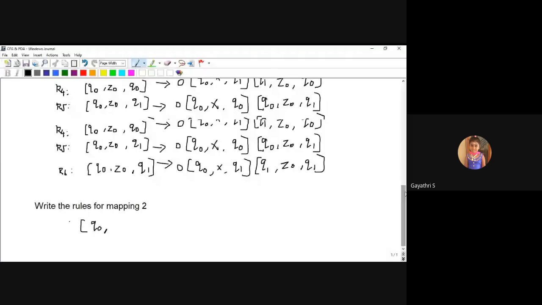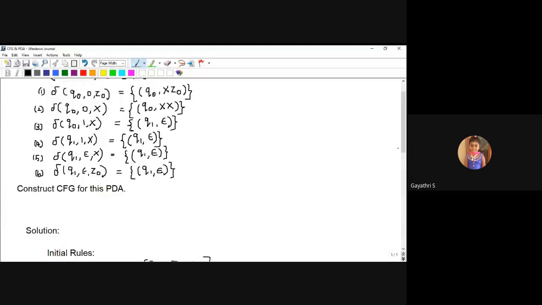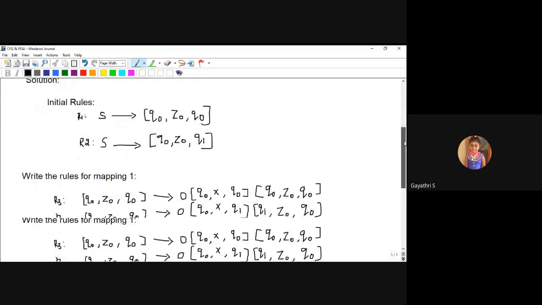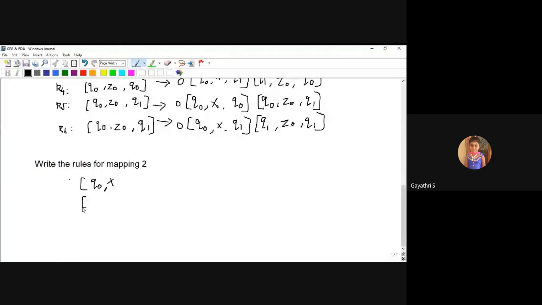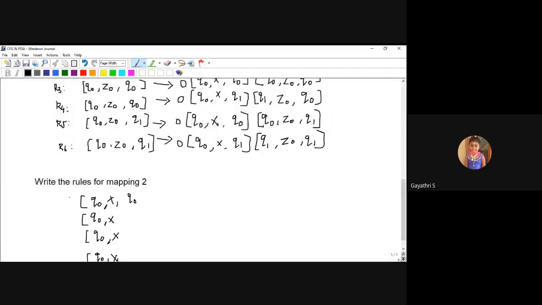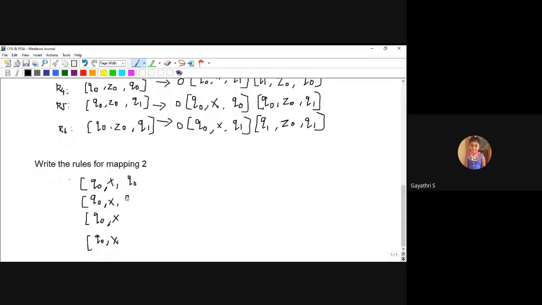Again, in the rule number 2, what's the third element? X, which comes here as the second element, x. So q naught, x, q naught, x, q naught, x. Then the third element: what is the third element? 2 times q naught, the same as before, 2 times q naught and 2 times q1.